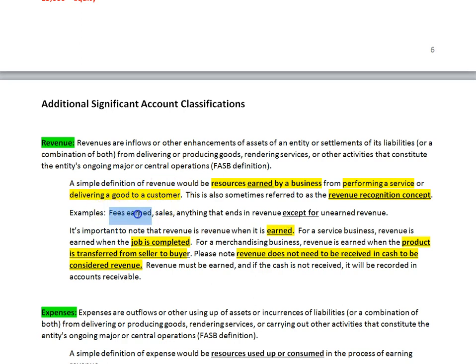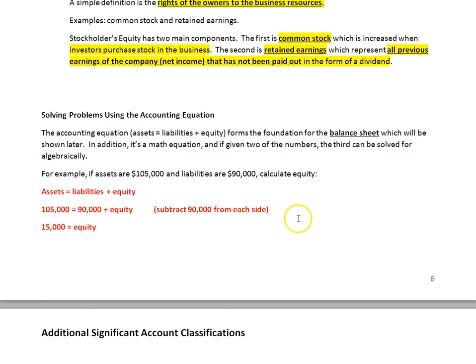Examples of revenue accounts: we have fees earned, sales that we're going to see later, and basically anything that ends in revenue except for that one tricky one, which is unearned revenue. So if it has revenue in its name, like we'll see later, grooming revenue, veterinarian revenue, the only one that's a trap there is unearned revenue. Remember, that one's a liability.